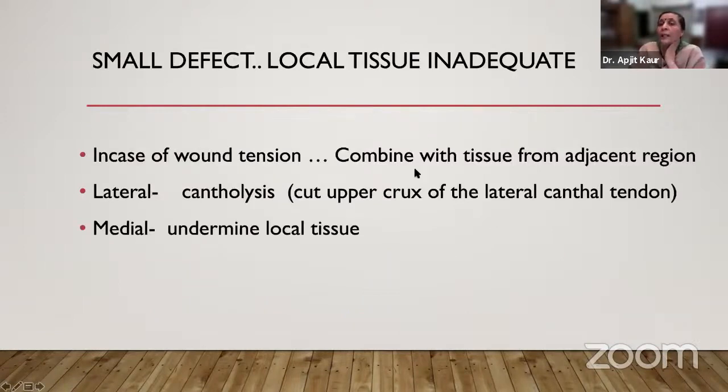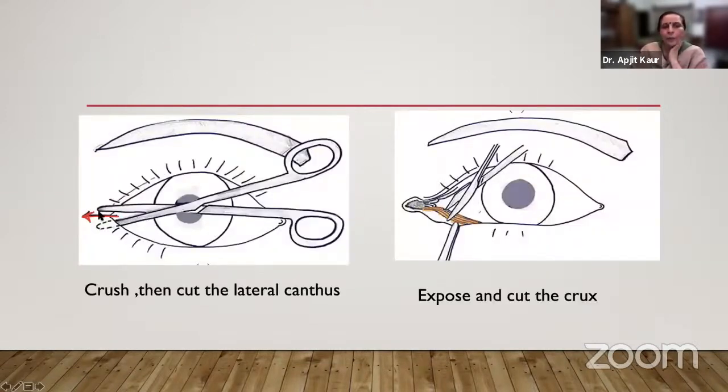If the local tissue is inadequate, there is stretch, then what do you do? There's wound tension. Then you combine with tissue from the neighboring area. If it's on the lateral side, you do a cantholysis and you cut the upper crux of the lateral canthus. If it is on the medial side, then what do you do? You can't cut anything there. So you undermine the local tissue. And this is how you do a canthotomy, straight, identify the crux, either in the upper lid or the lower lid, as the case may be, and then you cut the crux.